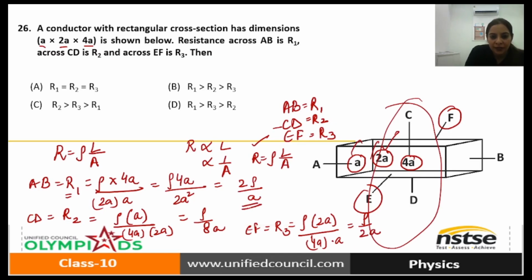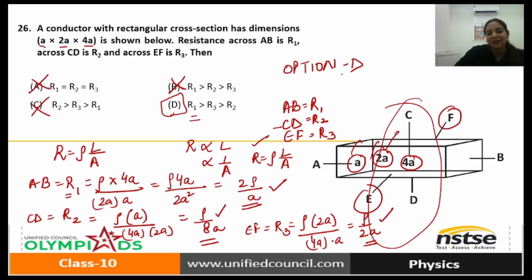Now you have these values. If you compare, you will find that option A would be wrong, option B would be wrong, option C would be wrong. Therefore, D is correct. That is, R1 resistance is more, and then comes R3, and later comes R2. So which option is correct, students, here? Option D is correct. So this way you have to solve for it.